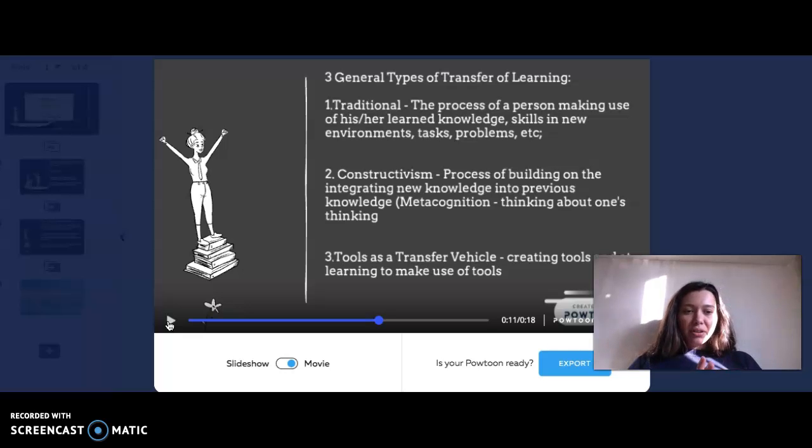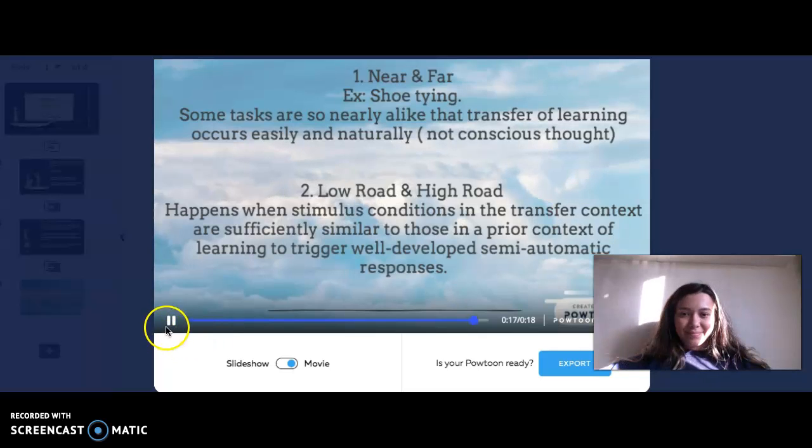that's where we get this definition, metacognition, which is when someone is thinking about one's own thinking. And third, we have the tools as a transfer vehicle, so creating tools and learning to make use of those tools. Next, we have the two other important concepts, near and far.